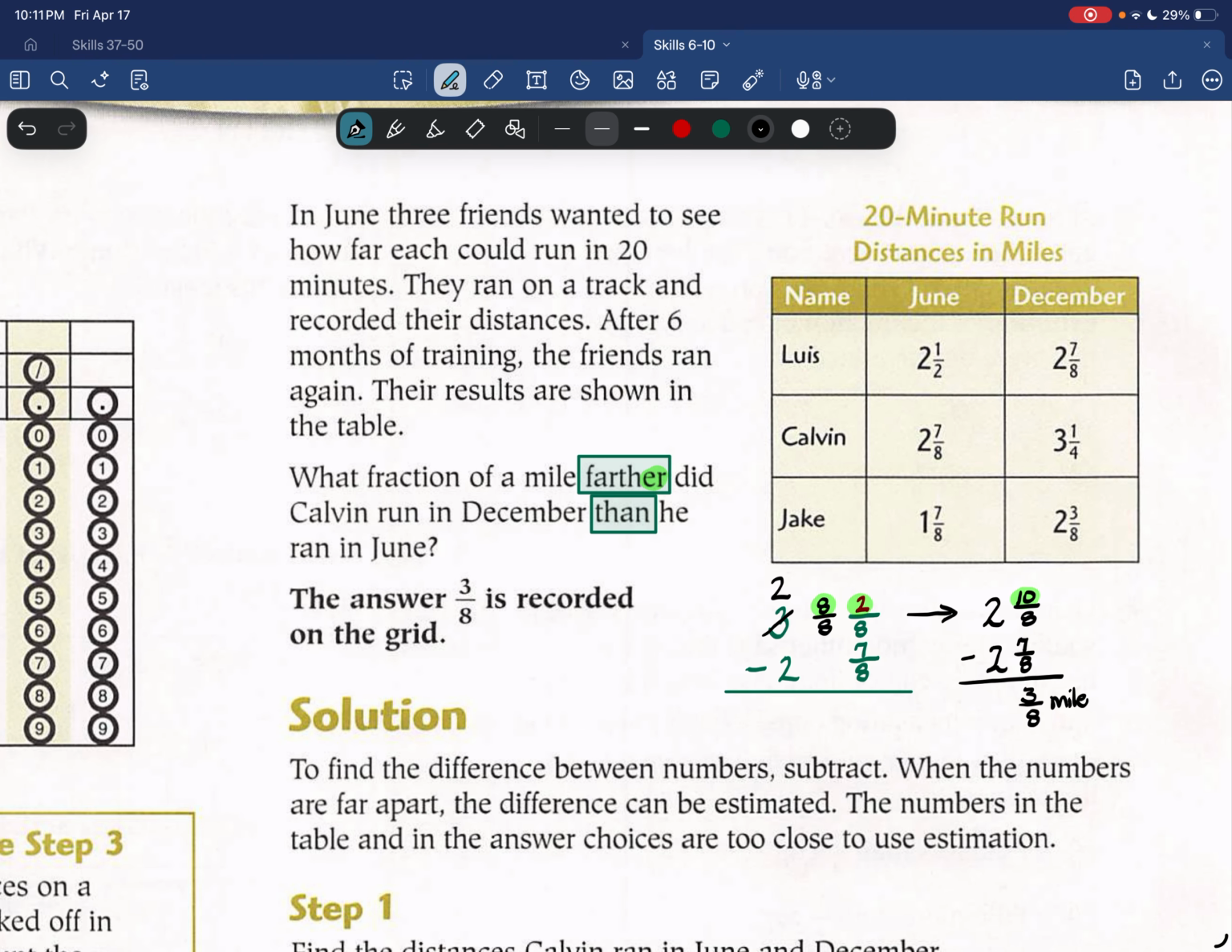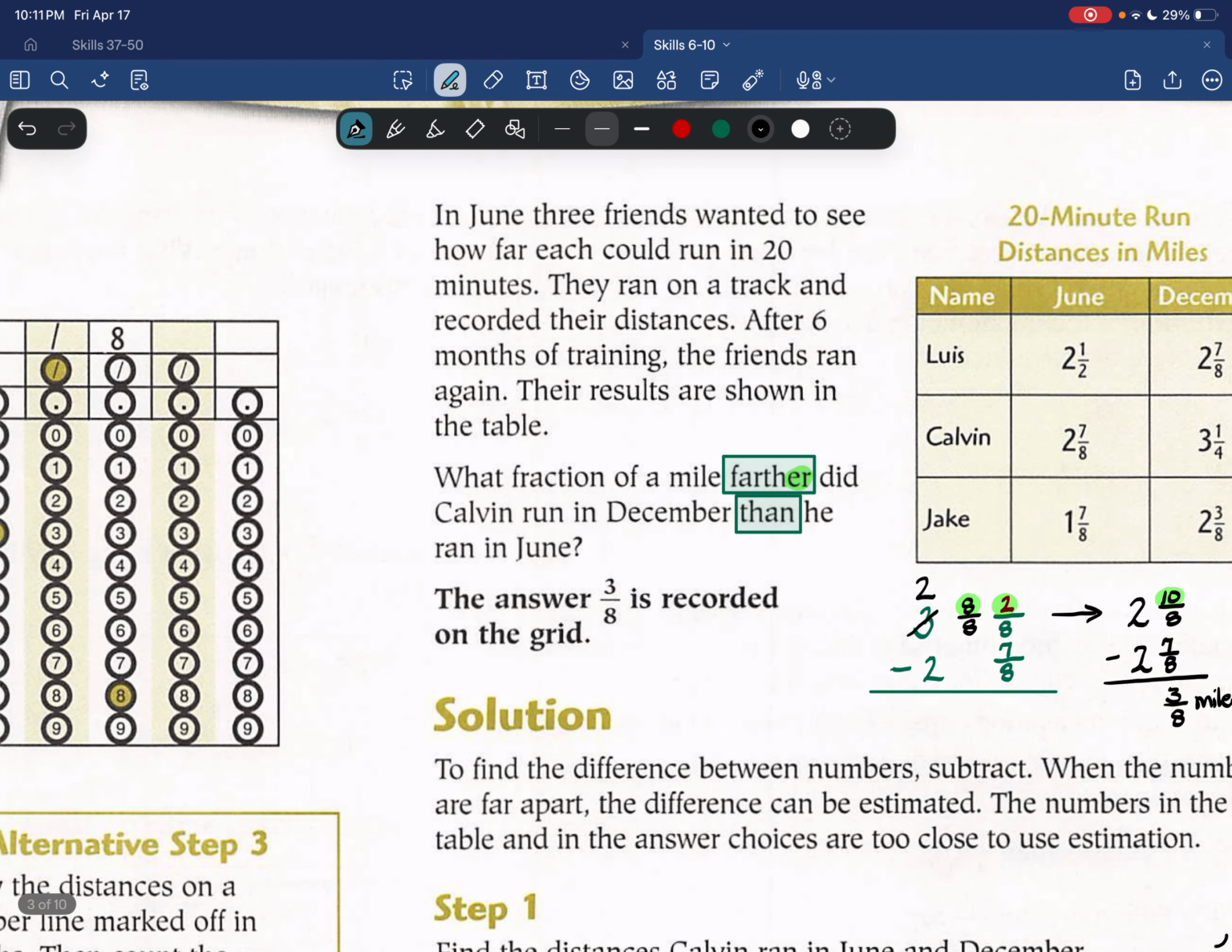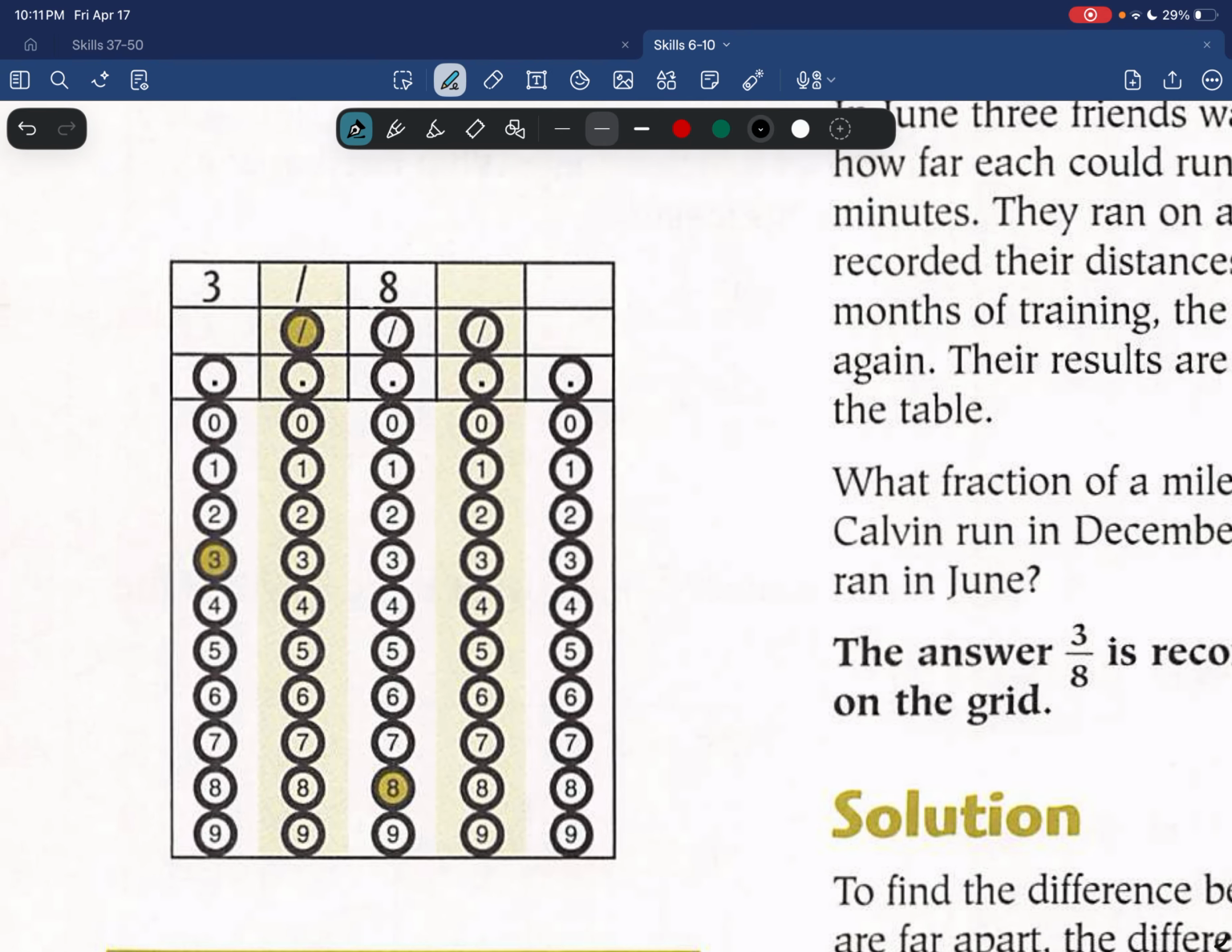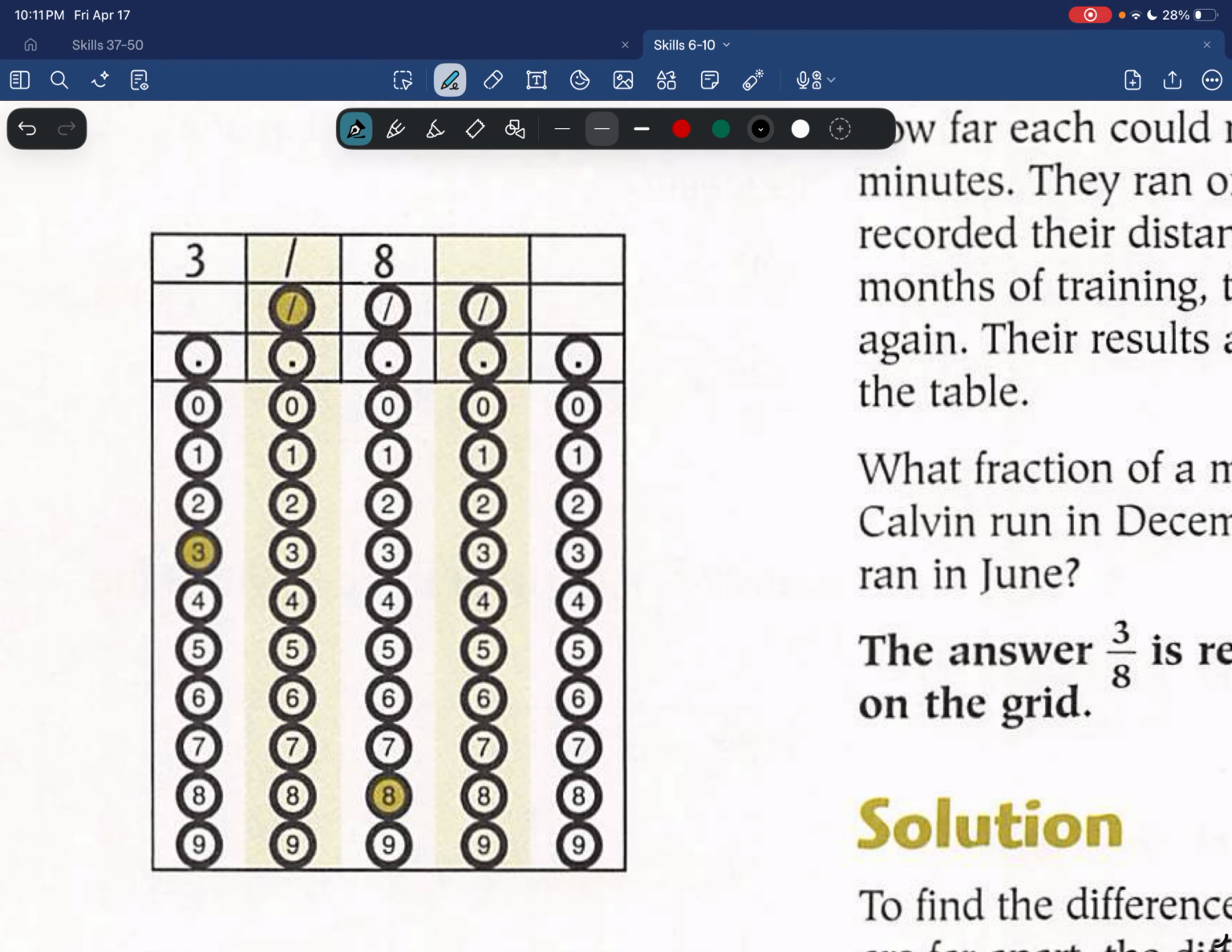Now they want me to record that on the grid. So when I come over here, I would write the 3/8 up in the top and then color the 3, the fraction bar. You have to put the fraction bar in there. Otherwise, you will have 38, and that is not the right answer. So to grid a fraction, you use the fraction bar.